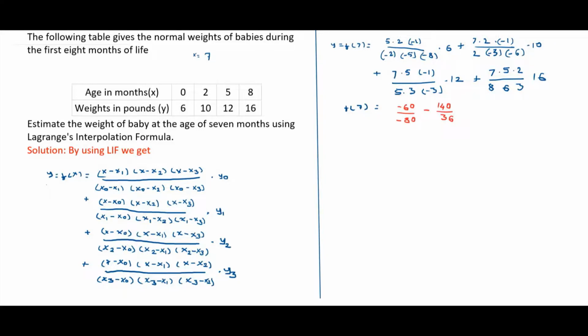Next, you have to solve the third one. If you simplify the third term, you will get plus 420 divided by 45. And then the last term, if you simplify it, you will get plus 1120 divided by 144. In the first term, I will write directly, that is equal to plus sign.